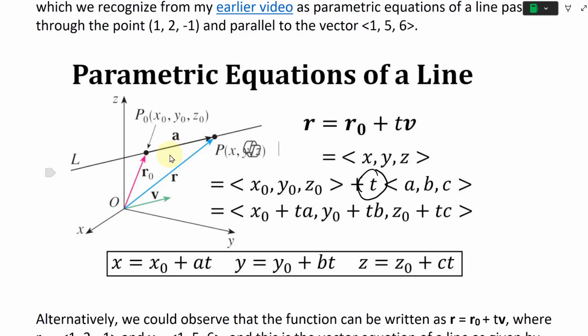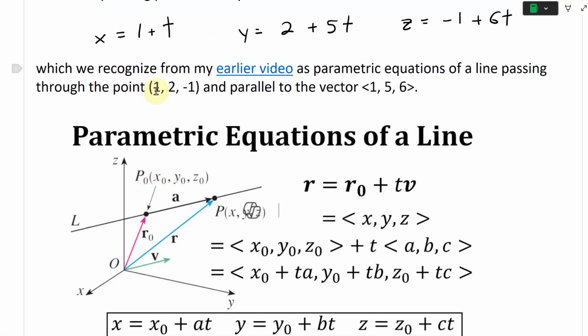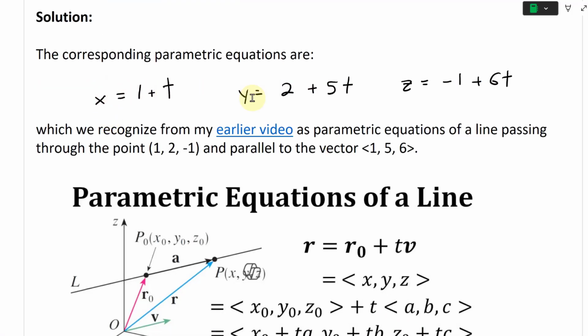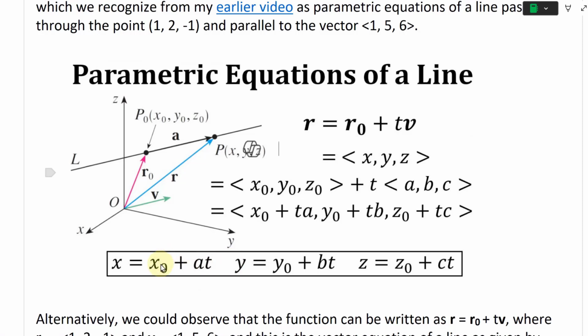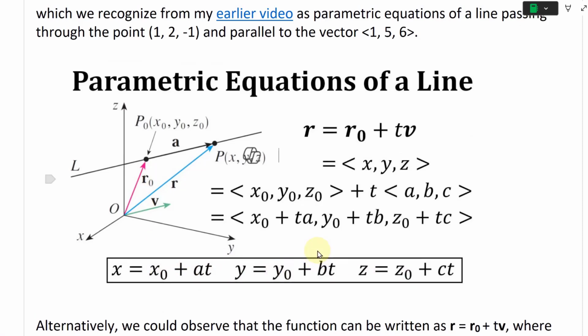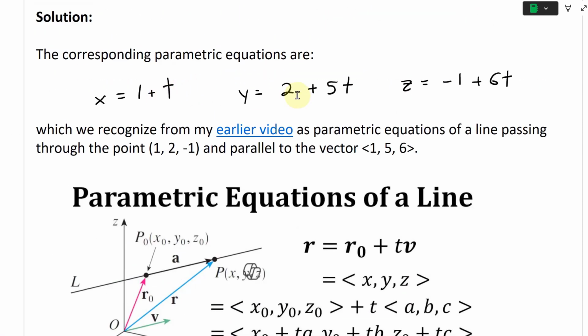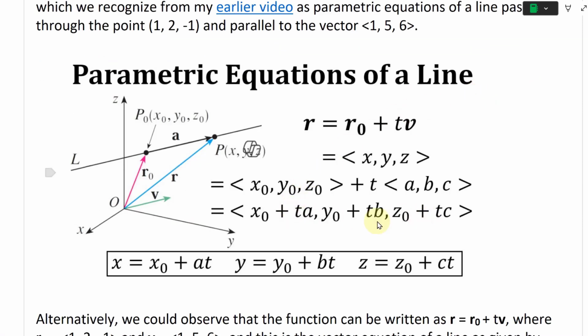So again, these are just parametric equations of a line. The point it passes through is x naught, y naught, z naught, which is our 1, 2, and negative 1. And a, b, c: a is 1, b is 5, c is 6. So there are the components, split up inside here because you can add these up.